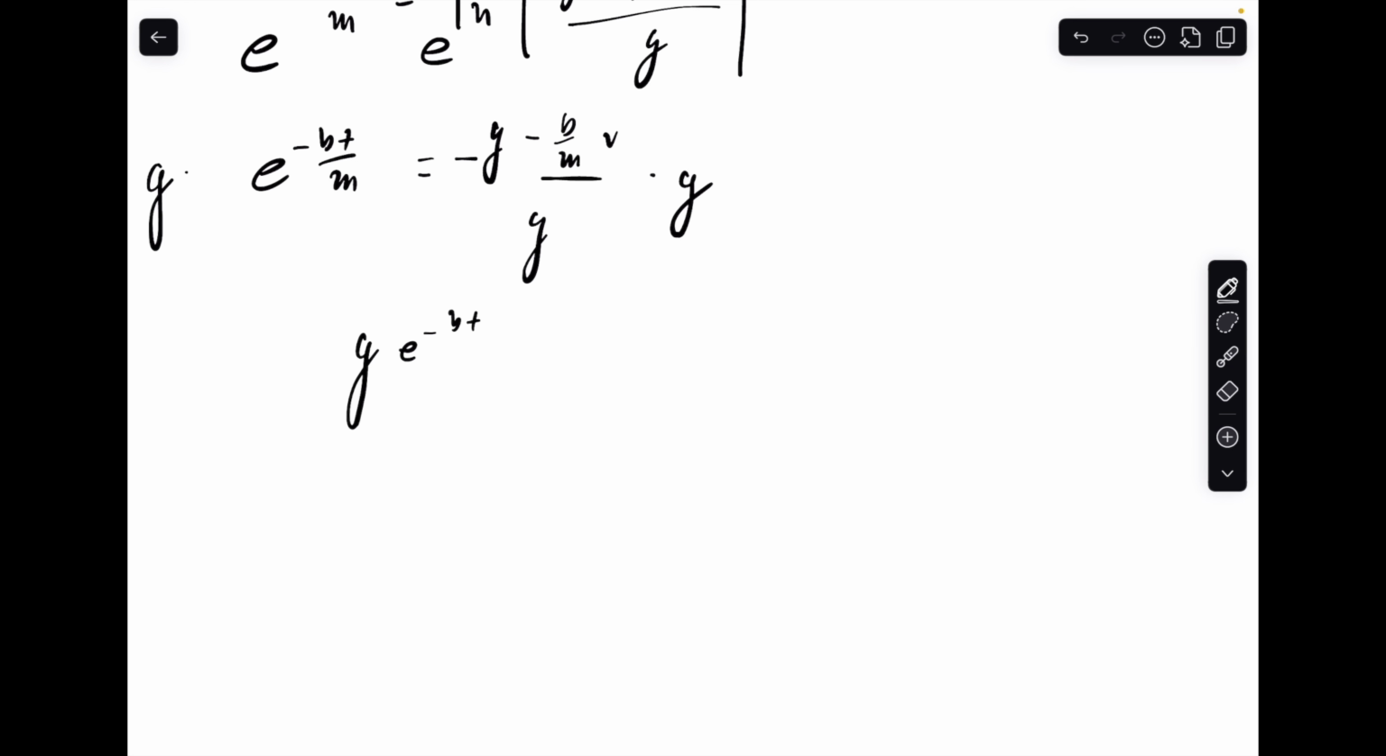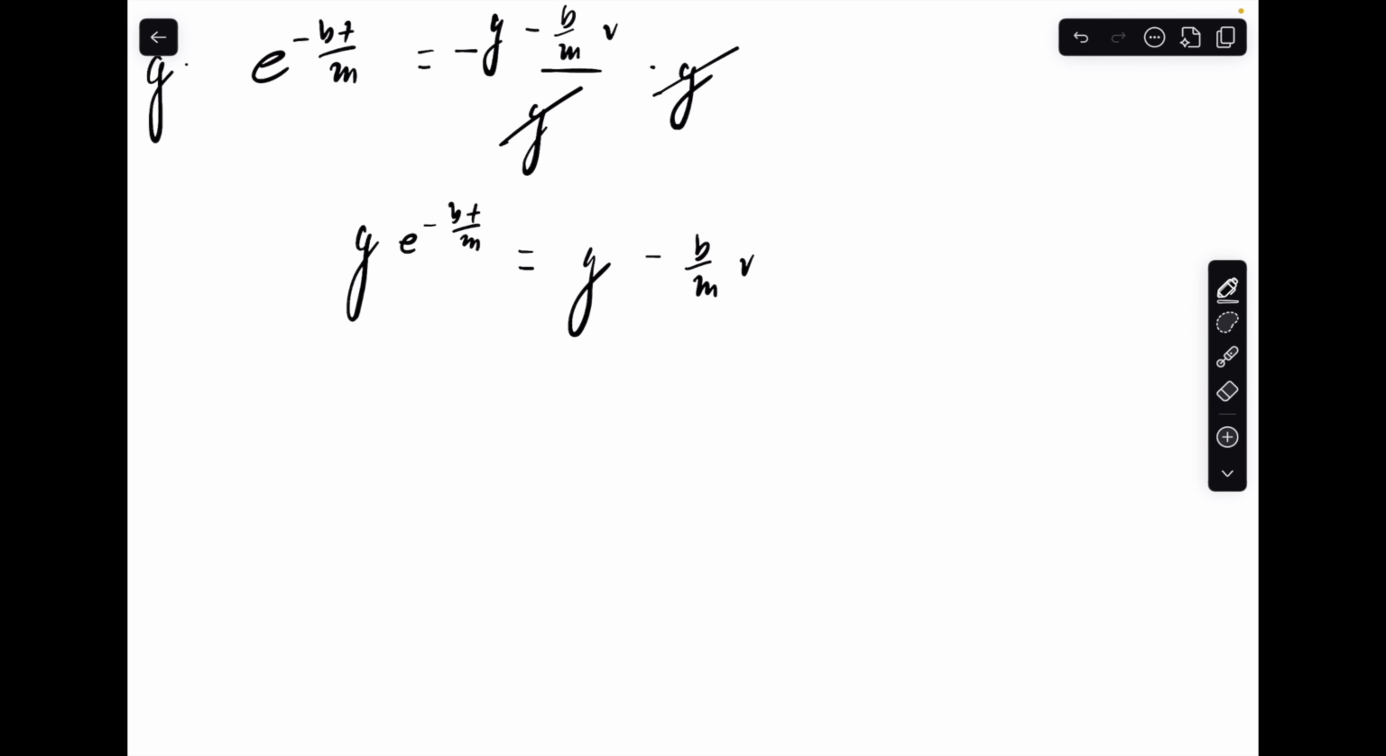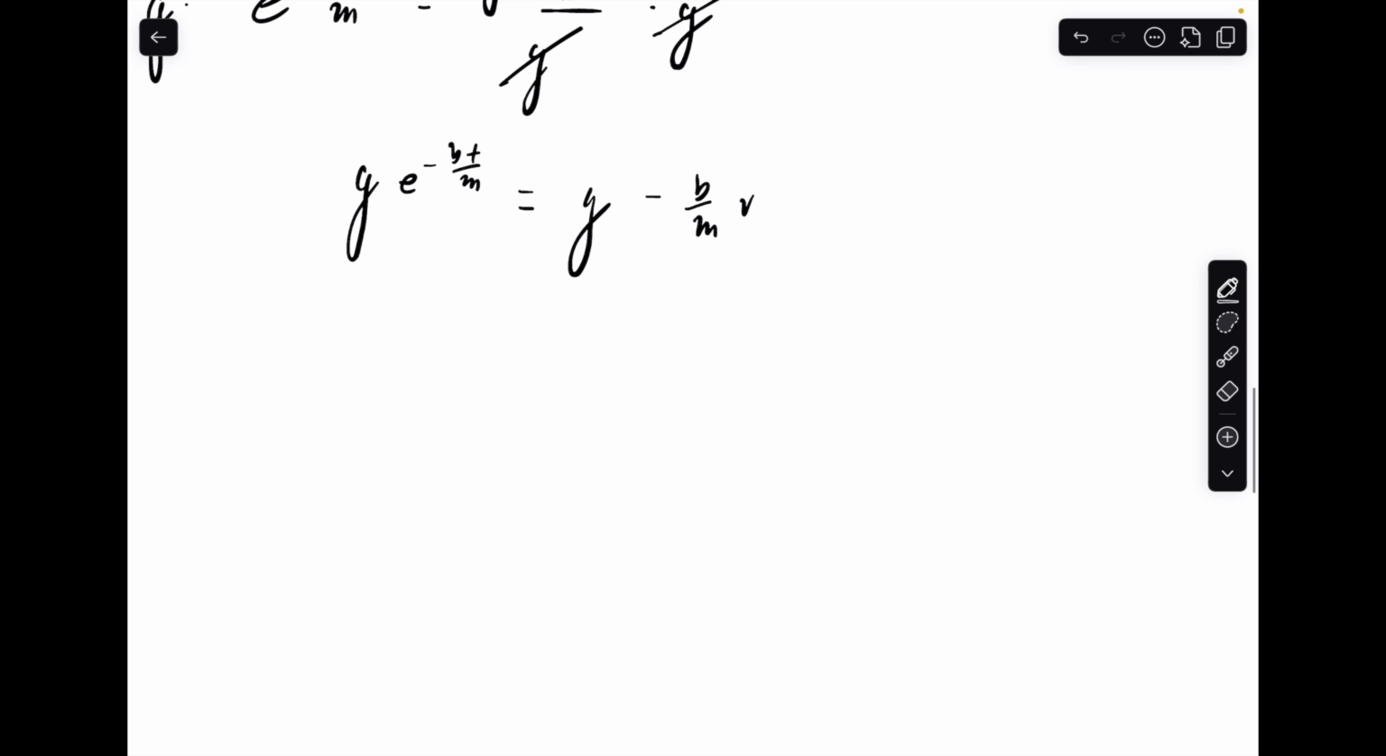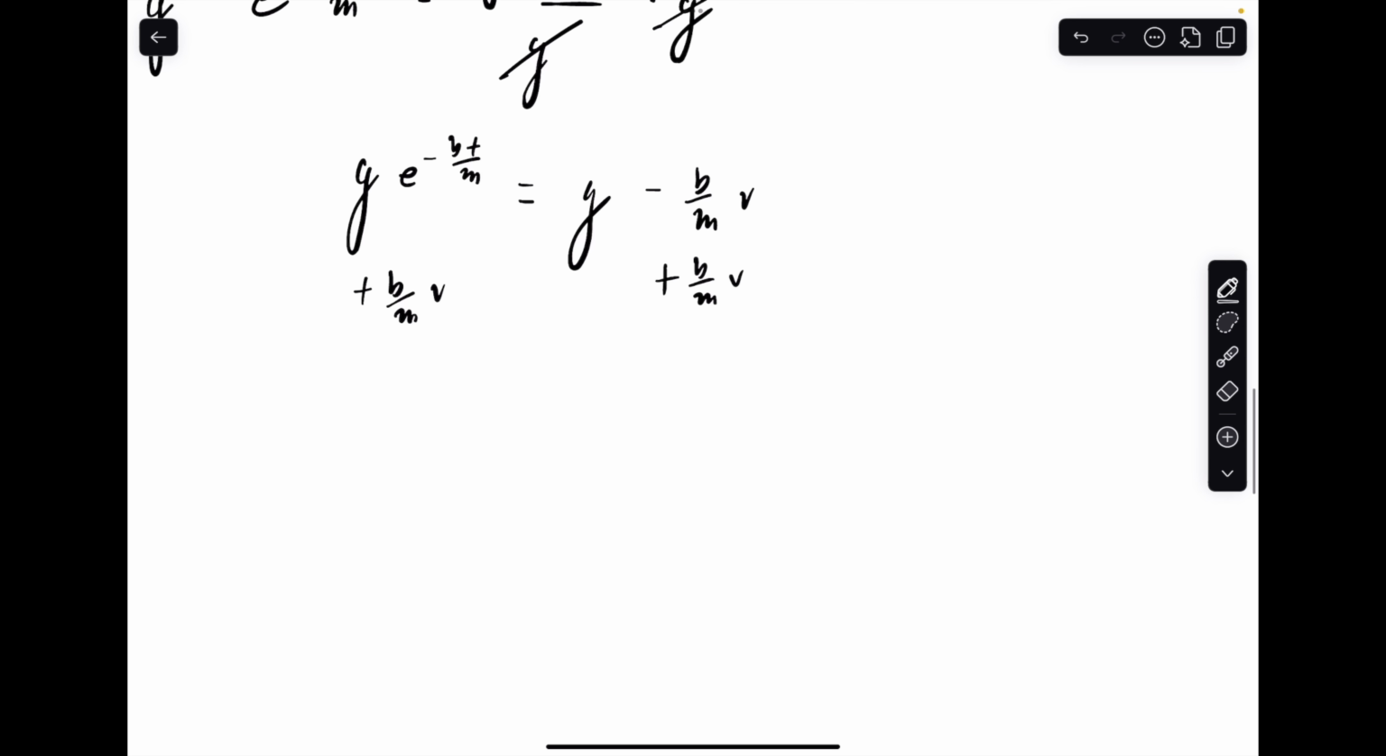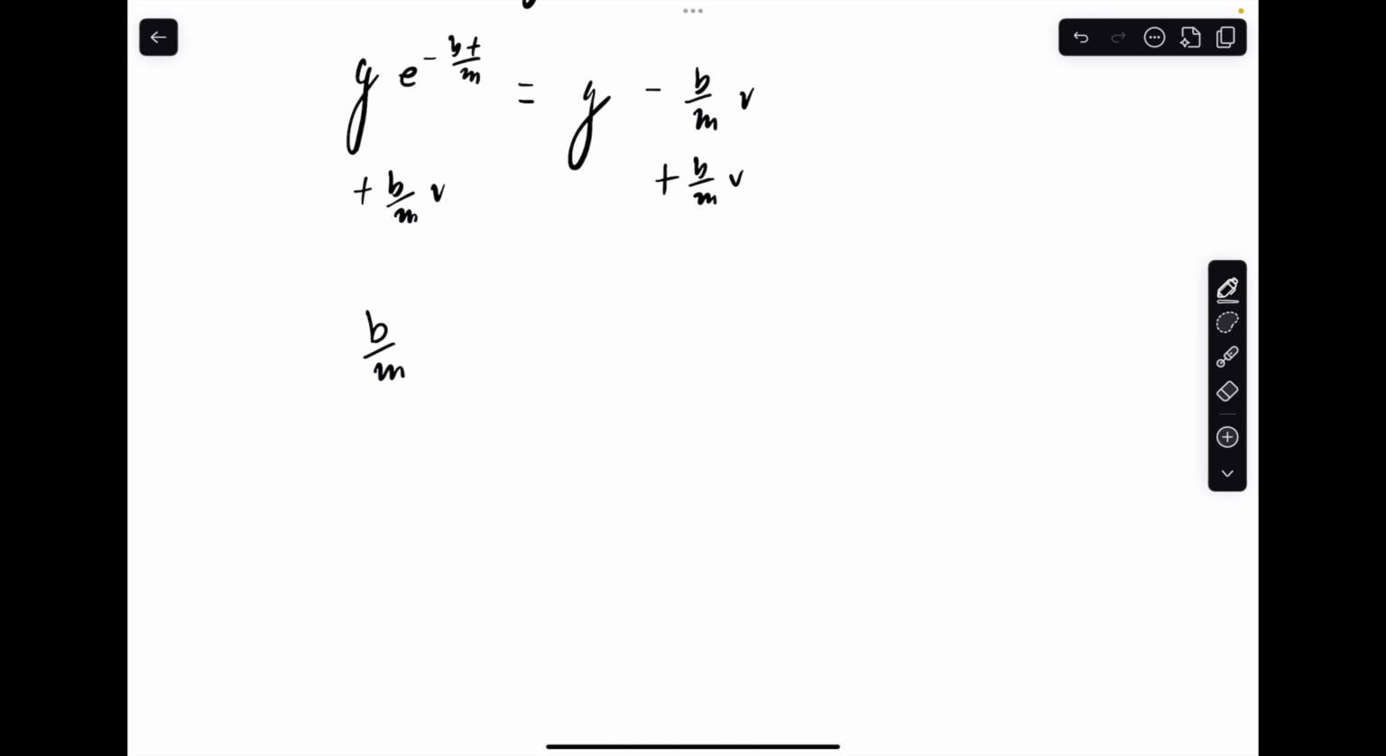So now I have g e to the negative bt over m is equal to, and these g's will cancel, so I'll just get g minus b over m v. Okay, this is starting to look a little bit easier, but I want a positive v of t. So what I'm going to do is add b over m times v to both sides. And now this looks a little bit something like this.